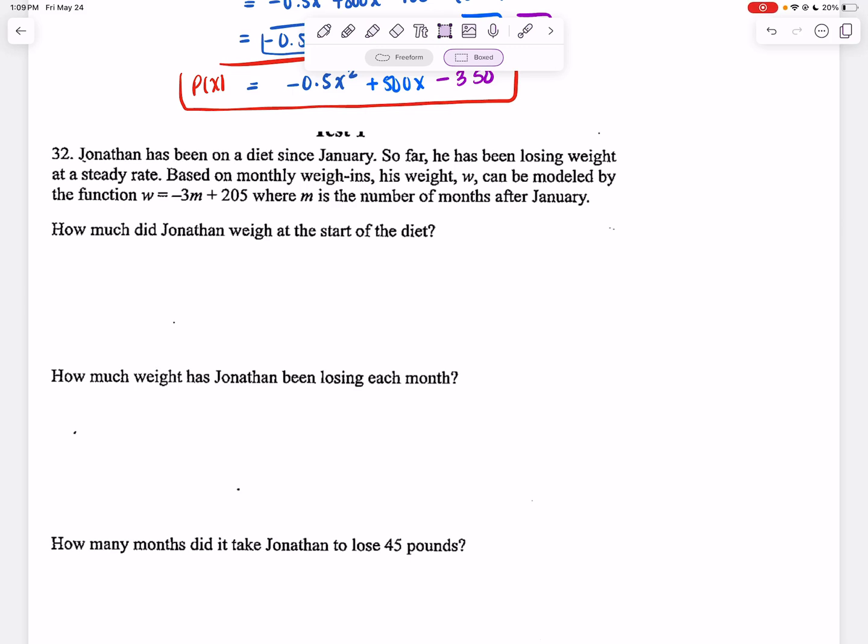Jonathan has been on a diet since January. So far, he's been losing weight at a steady rate. Based on monthly weigh-ins, his weight W can be modeled by the function W equals negative 3m plus 205, where m is the number of months after January. So for part A, it says, how much did Jonathan weigh at the start of his diet?